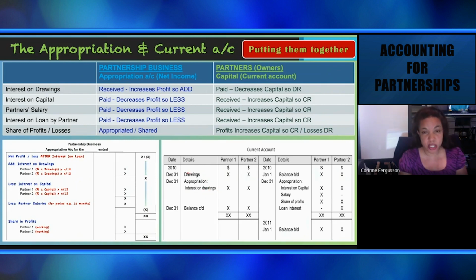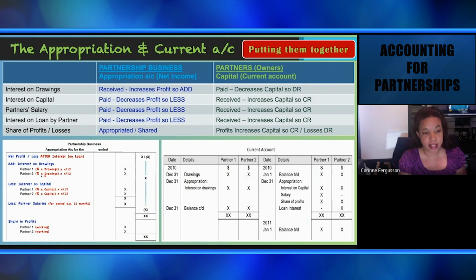Drawings also takes away. So even though drawings is not in the appropriation account, you have to put it into the current account because the partners have withdrawn some of their capital for personal use, which means that they have decreased their capital. So it is on the debit side. So you would notice on the debit side, once again, you have your drawings and your interest on drawings.